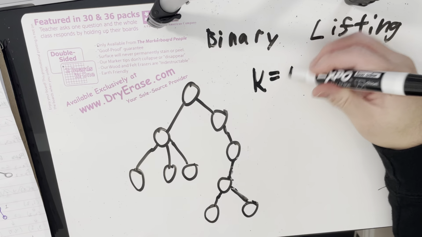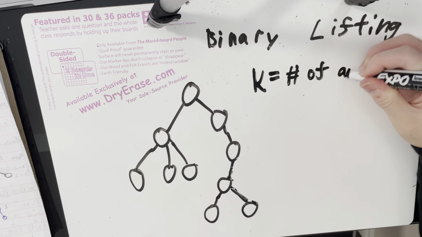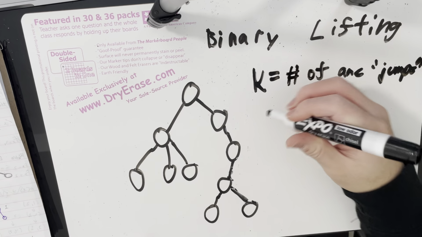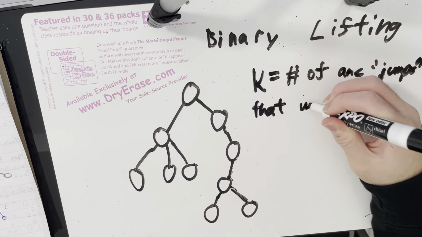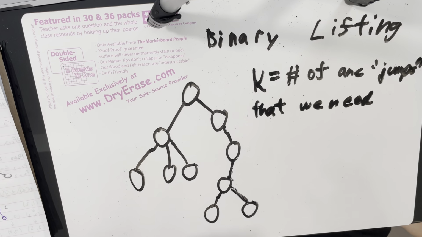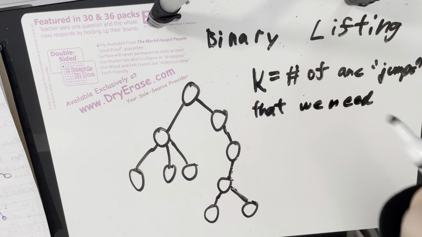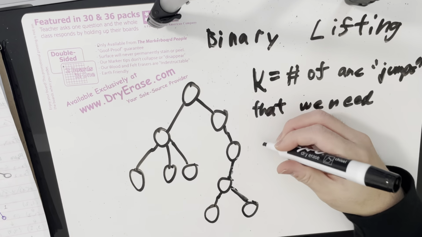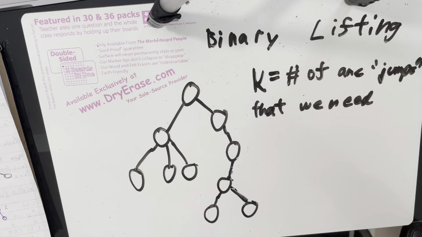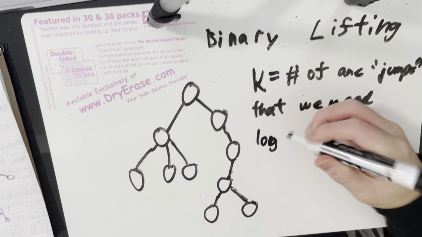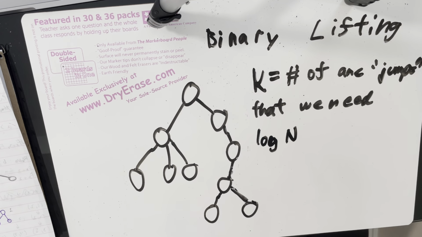If k is the number of ancestor jumps that is needed, then we can represent k in its binary form. And because our binary lifting table stores all parents for all nodes that are some power of 2 above it, we can compute k in log n time, because k has at most log n bits in its base 2 representation.